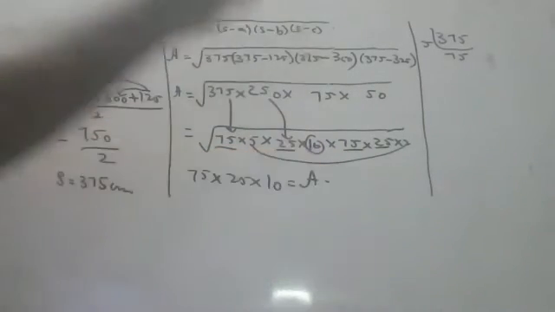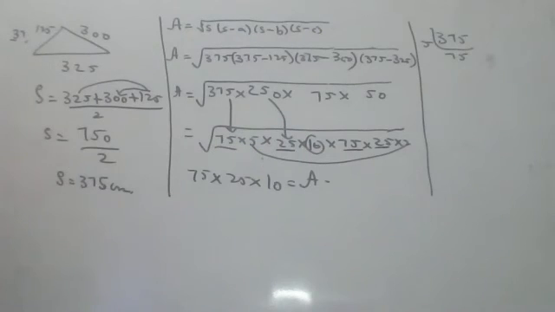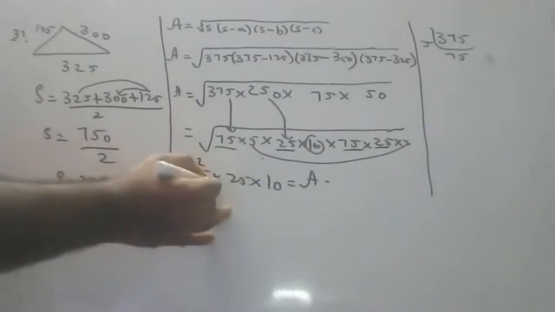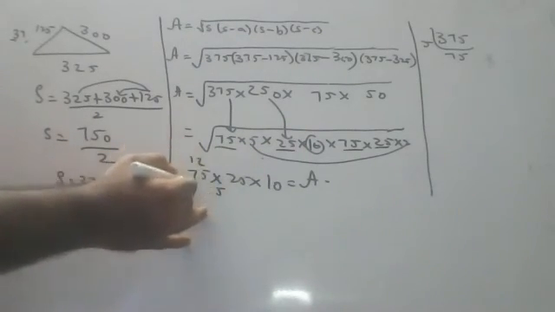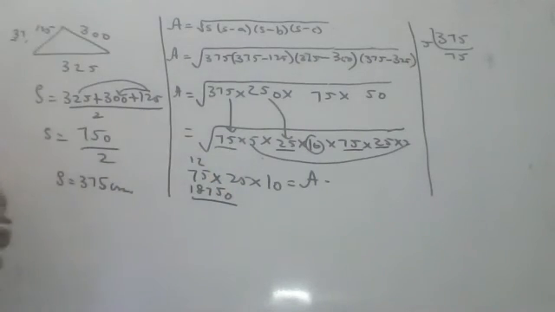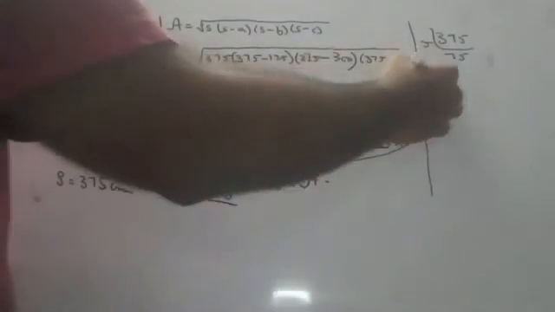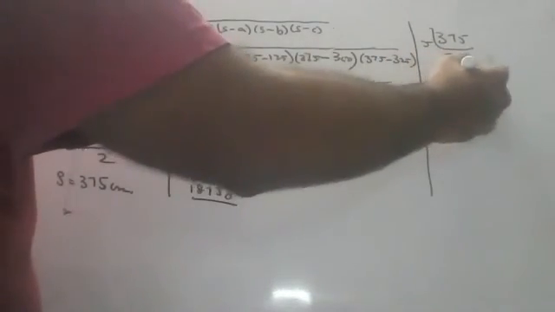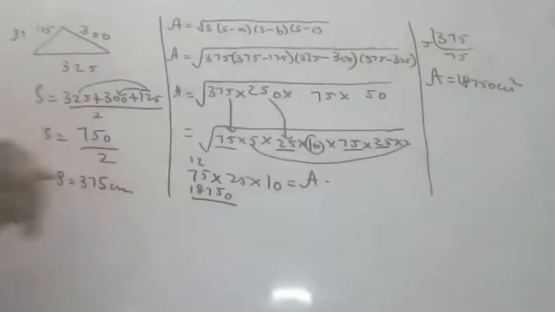This is your area, children. So what is your area? 25 fives are 125, 25 sevens are 175. So the area is equal to 18750 centimeters square.